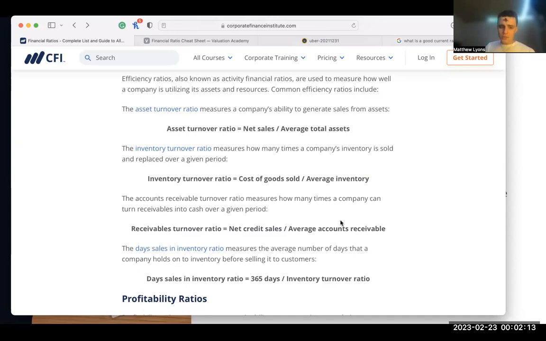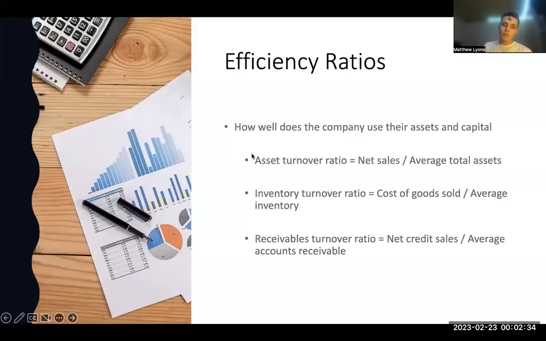Receivable turnover ratio. That's nice too. Net credit sales over our average accounts receivable. Now this tells us our turnover ratio, how many times a company can turn receivables into cash over a given period of time. So that might not sound like anything special, but that just means how good they are at collecting payments.